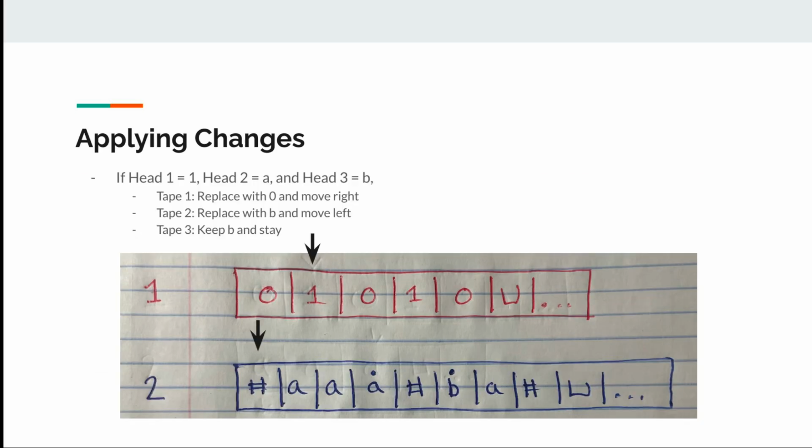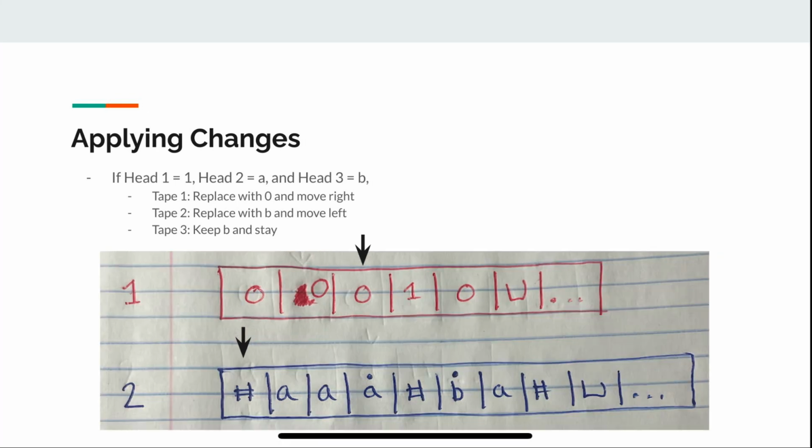So now that we are done checking the heads, we can finally go about applying changes. And we're just going to follow along with an example. So we're going to do the corresponding action items to each of the tapes. So for tape 1, we're going to replace the head with 0 and move to the right. This is pretty simple as it just acts as an ordinary single tape Turing machine. We will replace this one with a 0 and we will move our head over to the right.